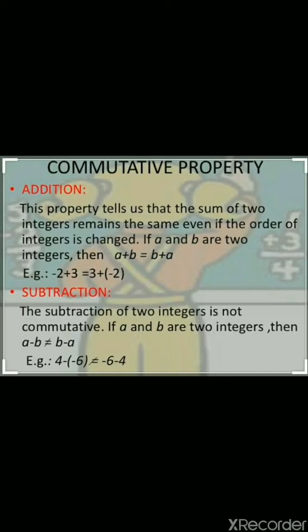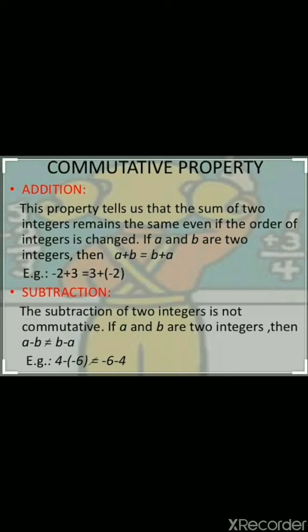Next is commutative property for addition. This property tells us that the sum of two integers remains the same even if the order of the integers is changed. If a and b are two integers, then a plus b is equal to b plus a. By taking an example, minus 3 plus 2, we get plus 1. And on the right hand side, 2 plus minus 3, again after solving it, we get minus 1. In both the cases, we just interchange the numbers, but the result is the same.